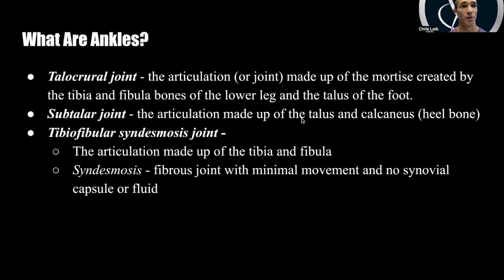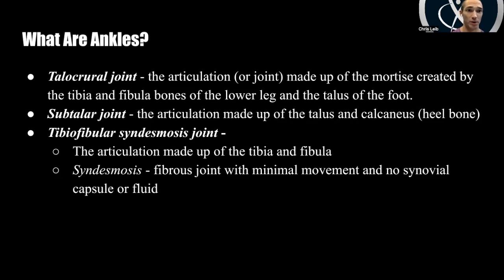So first we'll start with what ankles are. There are three different types of ankle joints that we could discuss. One is the talocrural joint, which is what we typically think of as the ankle, the articulation made up of the mortise created by the tibia and fibula. The two lower leg bones come together and create a bit of an arch, and underneath that arch is the talus bone of the foot. That's typically the ankle joint that gets sprained most frequently.